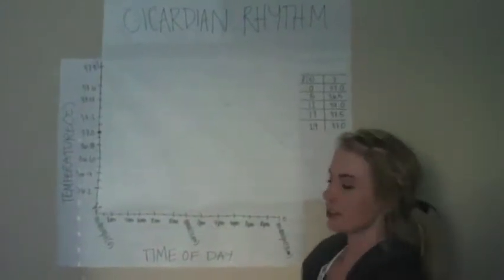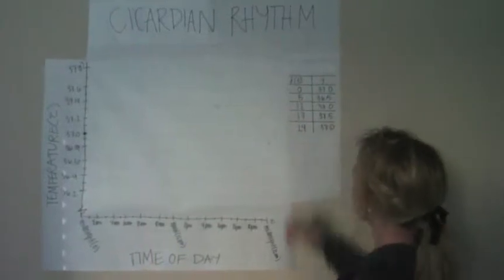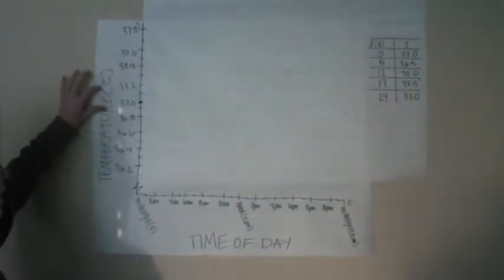Hi, I'm Brooke Harris, and I'll be doing part B. I'll be graphing the average body temperature at different times of the day. This is the data that was given to us. Our t-axis is the time of the day, and our y-axis is the temperature in degrees Celsius.